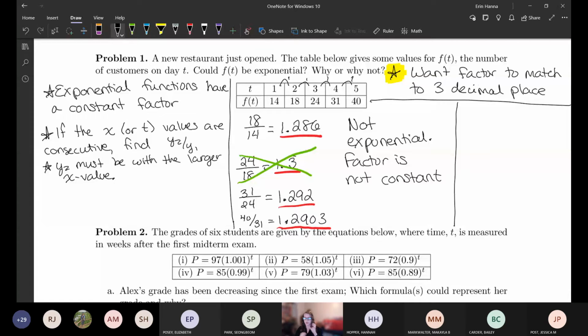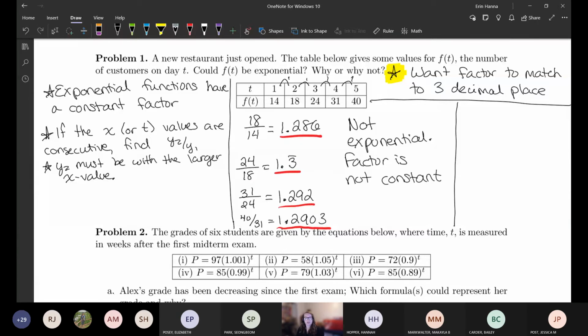Sometimes there's rounding when people are taking their data. So maybe they just round it instead of taking the full amount. And so we do give them that little bit of wiggle room, but we're going to make the wiggle room be after 3 decimal places matching.